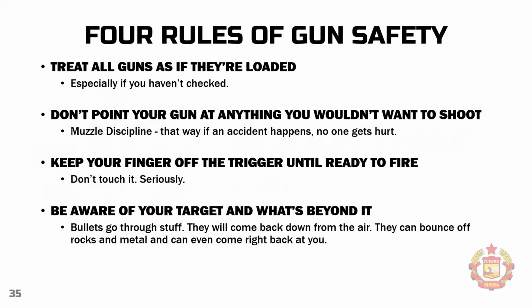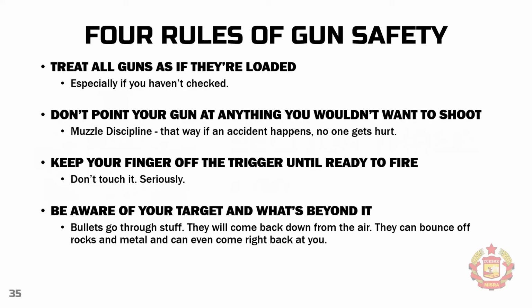So, there are 4 main rules of gun safety, and you should know these by heart. You don't have to know them verbatim, but you should know the 4 principles by heart if you plan to be around any gun in the near future. You should, 1, treat all guns as if they're loaded, especially if you have not checked. If you see a gun lying on the table, even if it's locked open and there's no magazine, you should always cycle the action again, just to make sure.